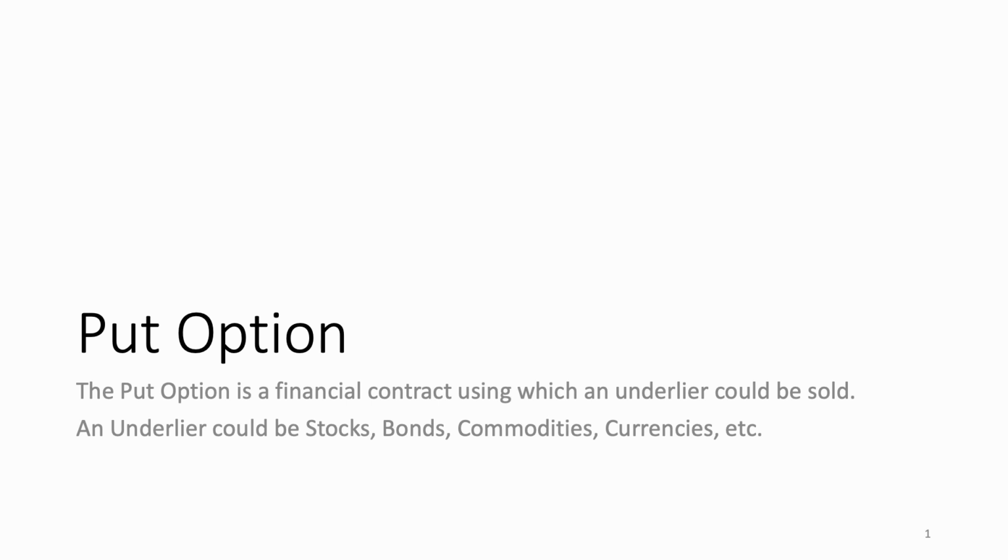In this video, we will discuss the put option. Now you would know that there are two kinds of option. One is called the call option, and in this video we will discuss the put option. A call option is utilized when we want to buy a security, and a put option is utilized when we want to sell a security.